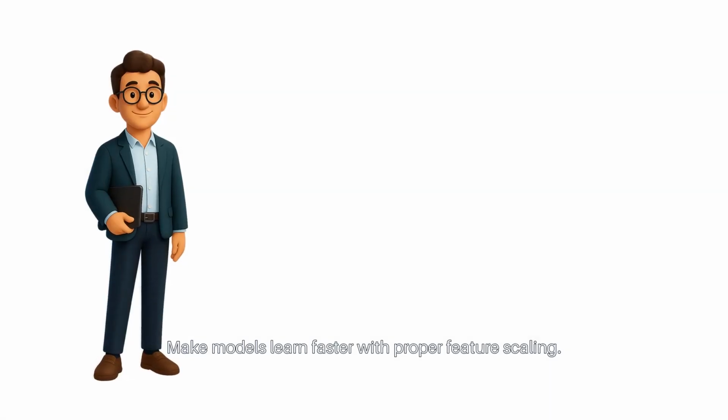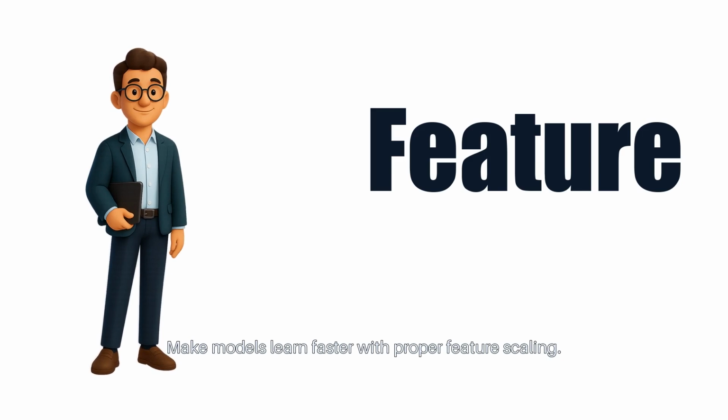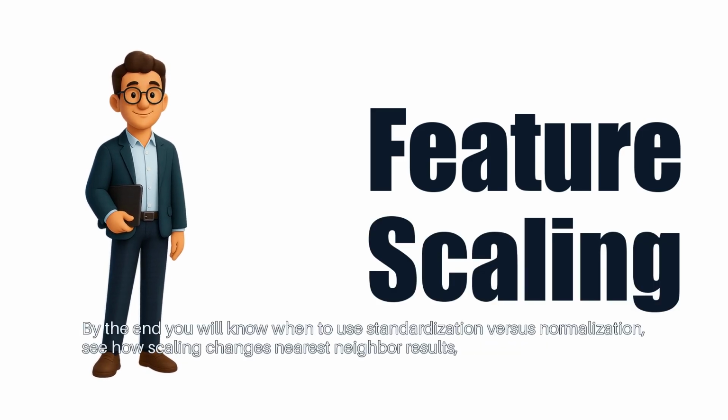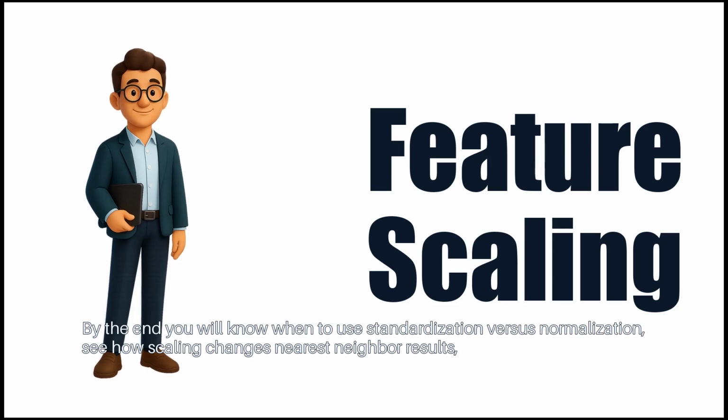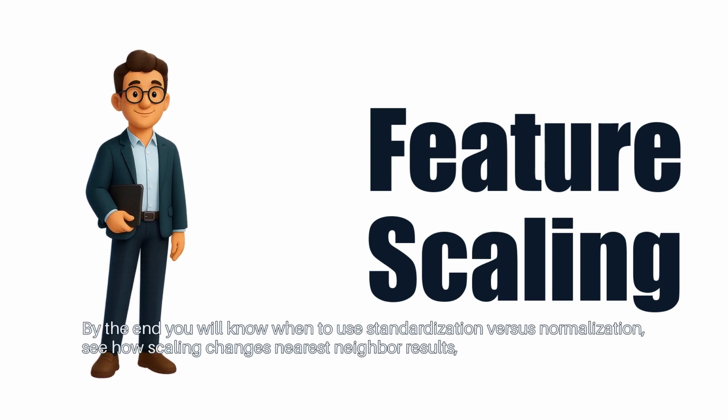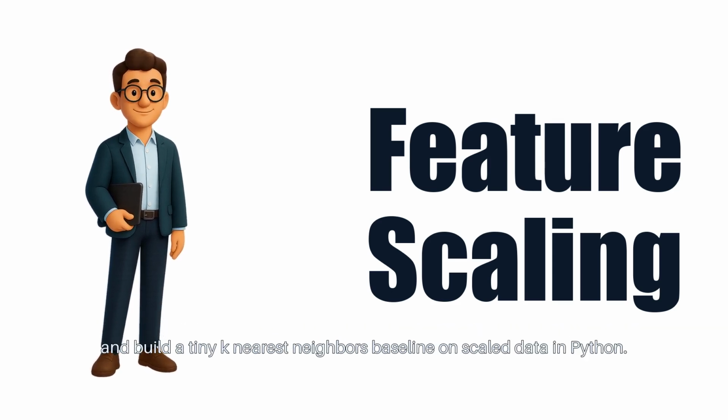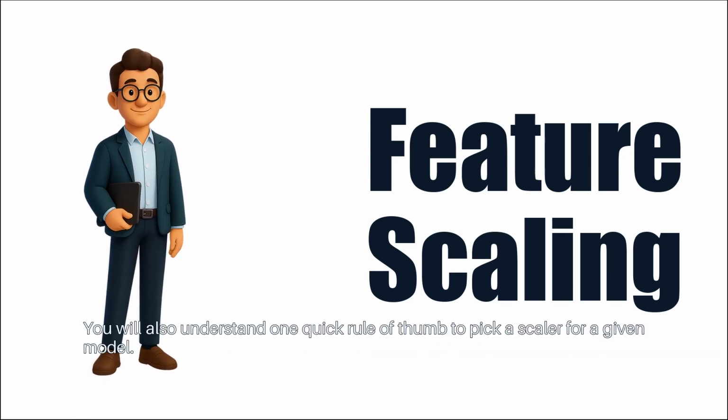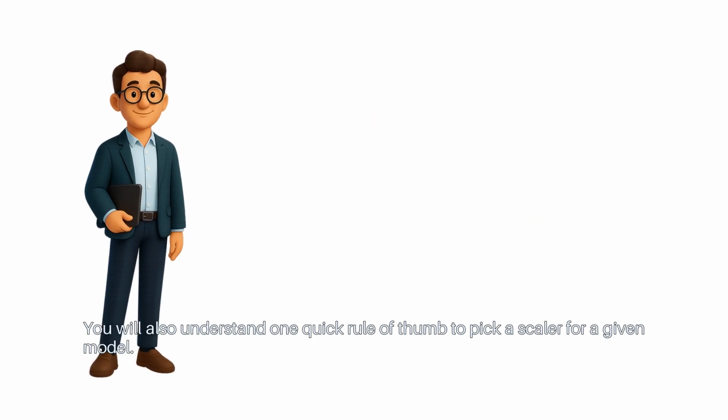Make models learn faster with proper feature scaling. By the end, you will know when to use standardization versus normalization. See how scaling changes nearest neighbor results, and build a tiny k-nearest neighbors baseline on scaled data in Python. You will also understand one quick rule of thumb to pick a scaler for a given model.